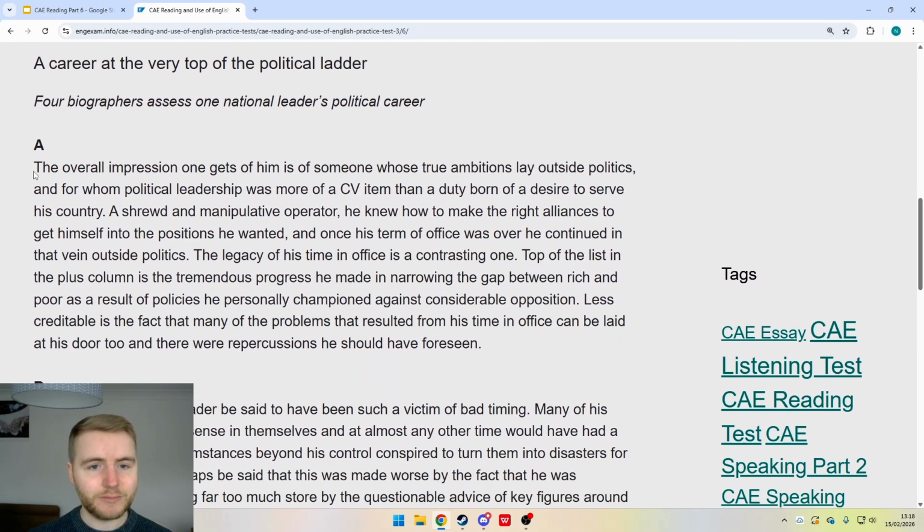We'll start with paragraph A, and I'm just scanning, I'm just looking for responsible. Well, look here, tremendous progress. That's a good thing. So, these are the good things, not the bad things. Okay, many of the problems. So, now I see the word problems, I start paying attention to this area. That resulted from his time in office can be laid at his door, and there were repercussions he should have foreseen. Okay. I have all the information I need. In this question, I would write down in my notes, A thinks he is responsible because he should have foreseen those repercussions.